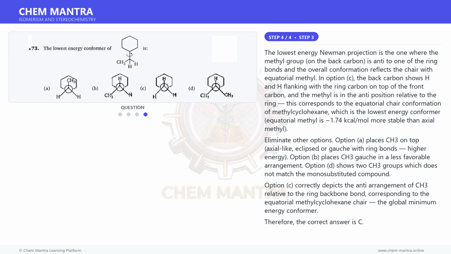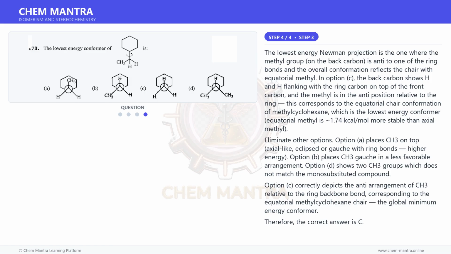And for the final step, the lowest energy Newman projection is the one where the methyl group on the back carbon is anti to one of the ring bonds and the overall conformation reflects the chair with equatorial methyl. In option C, the back carbon shows H and H flanking with the ring carbon on top of the front carbon, and the methyl is in the anti position relative to the ring. This corresponds to the equatorial chair conformation of methylcyclohexane, which is the lowest energy conformer. Equatorial methyl is about 1.74 kcal/mol more stable than axial methyl.